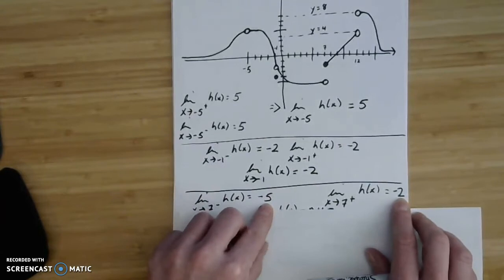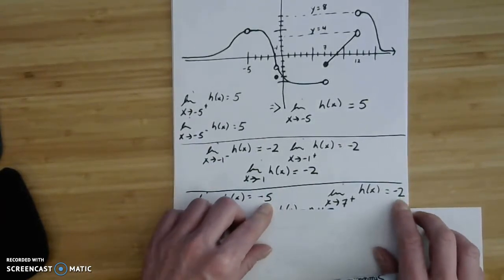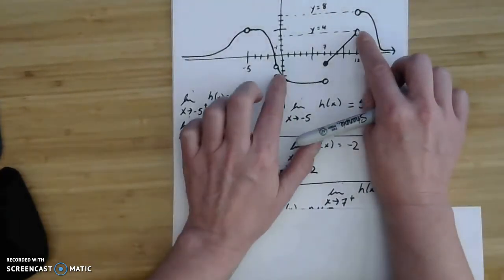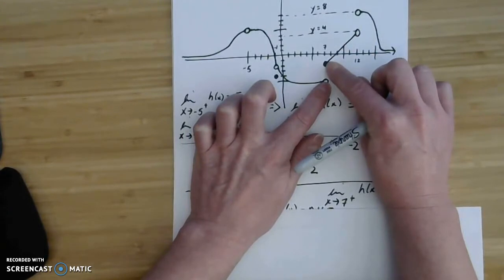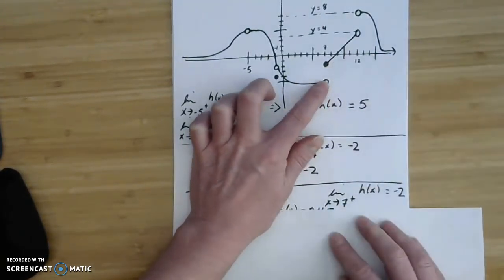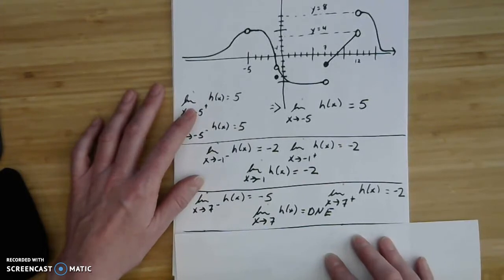Now we have a problem because these are not the same number. So are we going to have a two-sided limit? If you trace with your hands at the same time, does it look like your fingers are going to touch? Well, no, they don't touch. They don't come together, which means that we do not have a two-sided limit at 7. It does not exist, DNE.